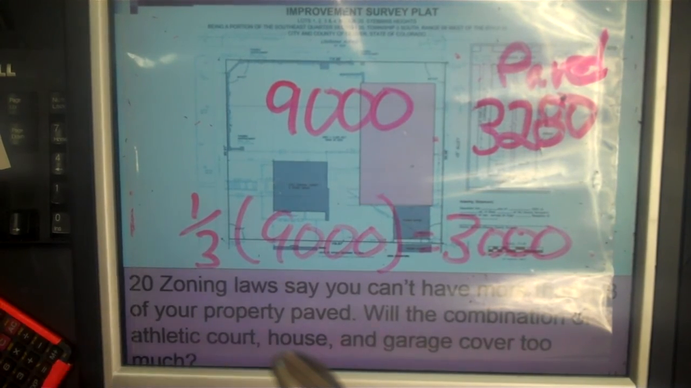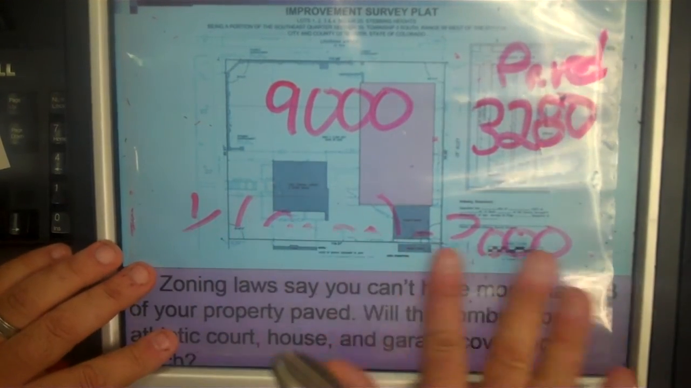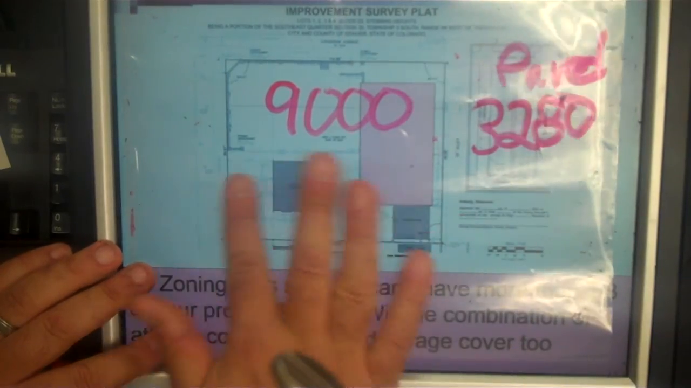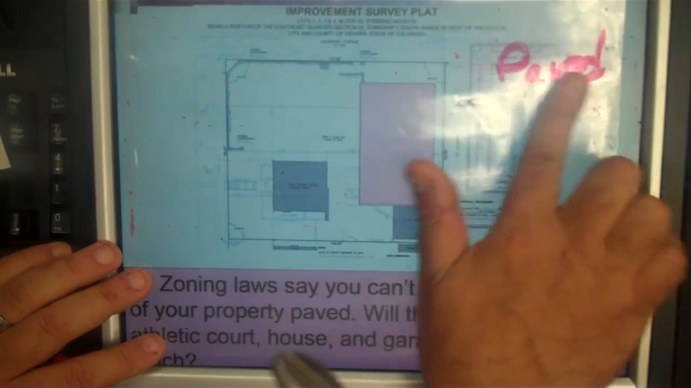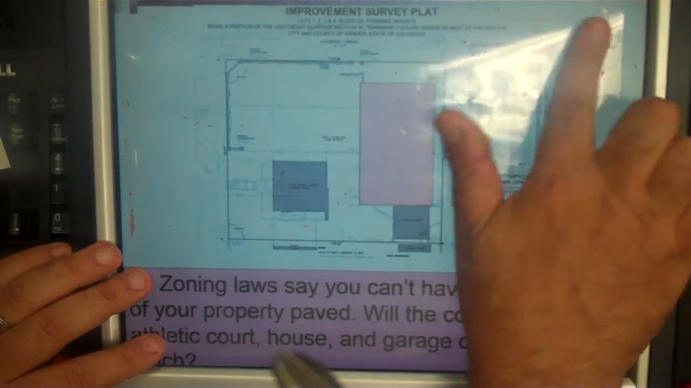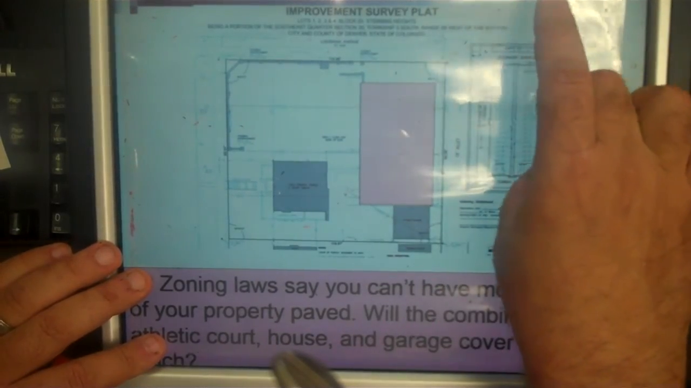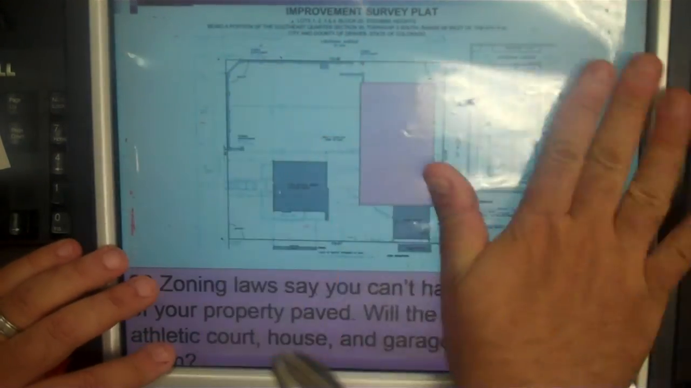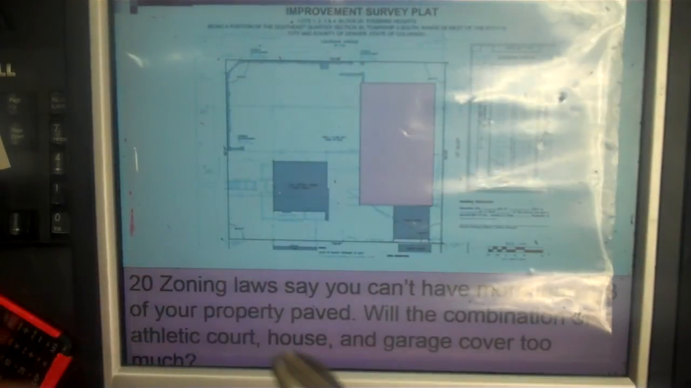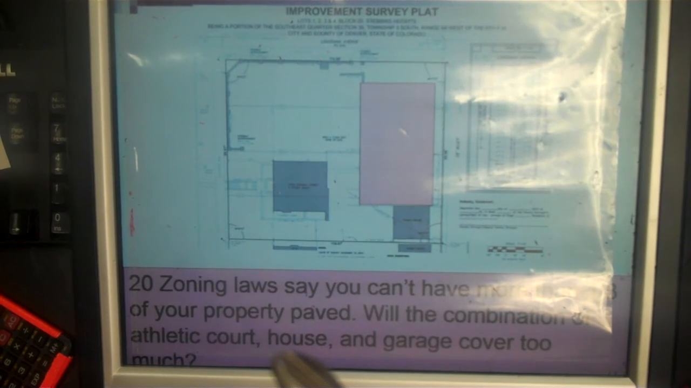Or if you really want that court, you can petition the city board, and maybe they'll give you an exemption. Or maybe they'll tell you that if you make some of it out of paver brick, where the rainwater can percolate down through it, maybe they'll let you do it that way. So anyway, that was number 20.